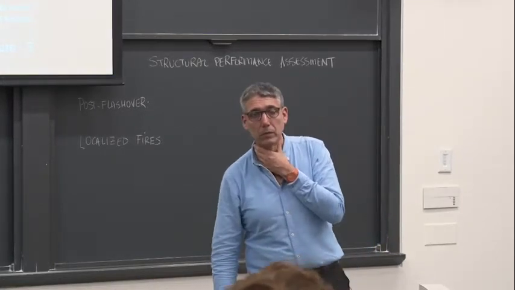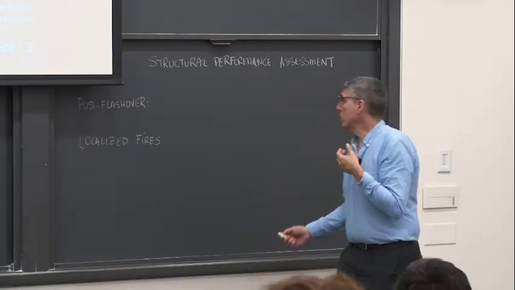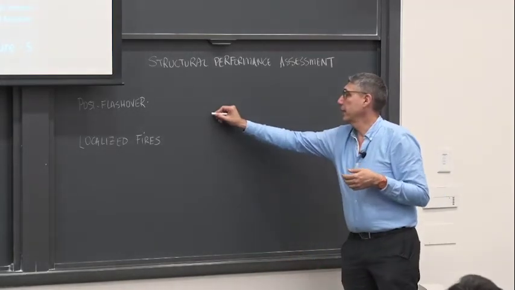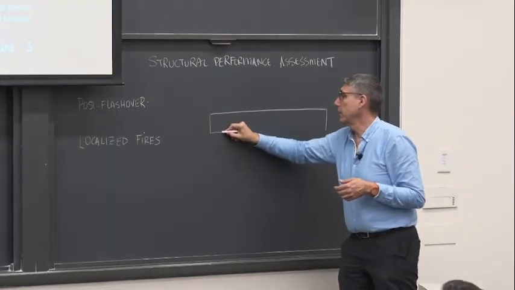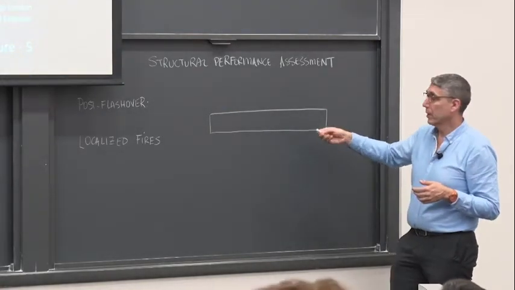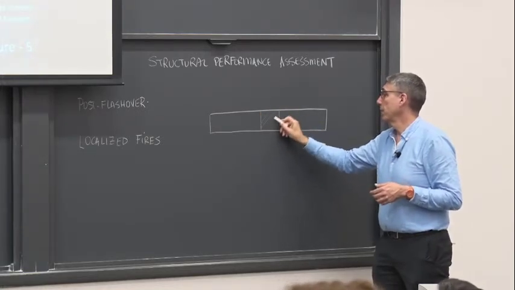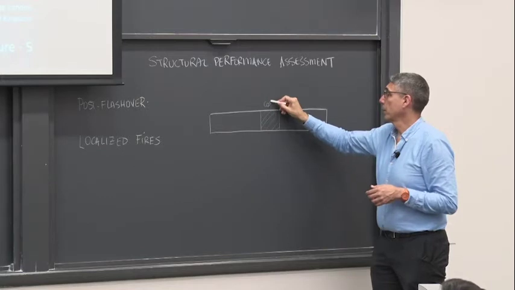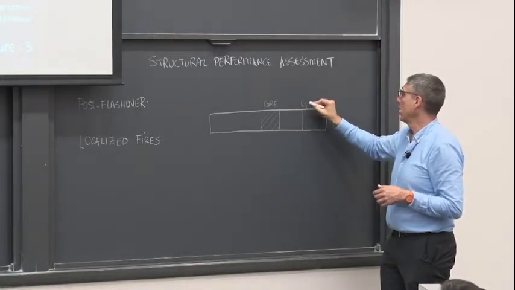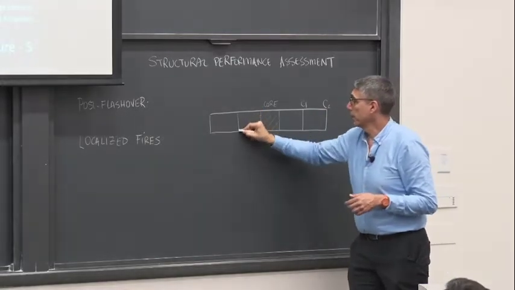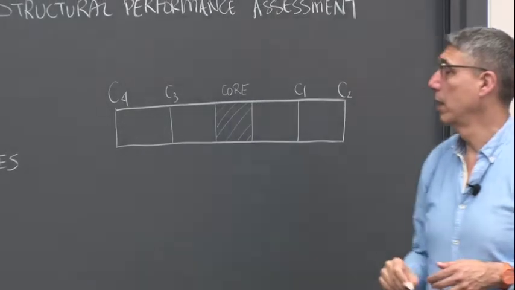Very hot, if the temperature is very high in one place and cold elsewhere, maybe you might get a strain. So you think that, let's say I have a structural system. Imagine this being a floor. You have the core at this point, and a span, so you have column 1, column 2, column 3, column 4.